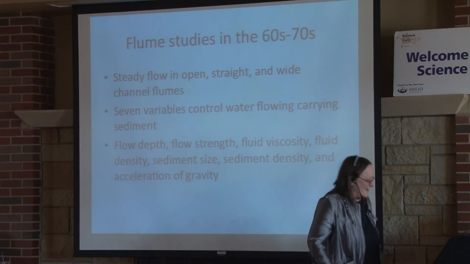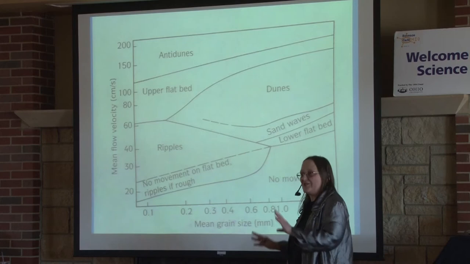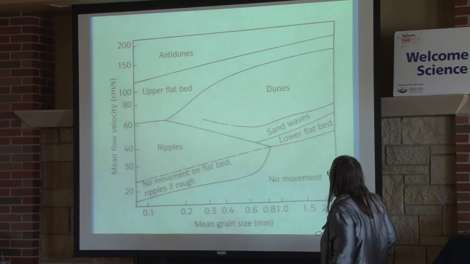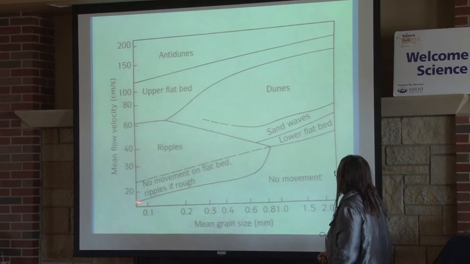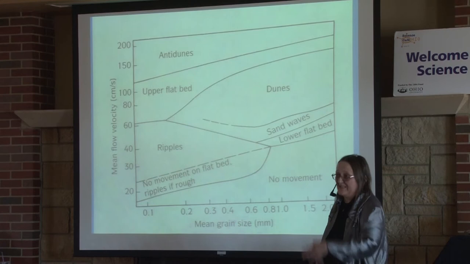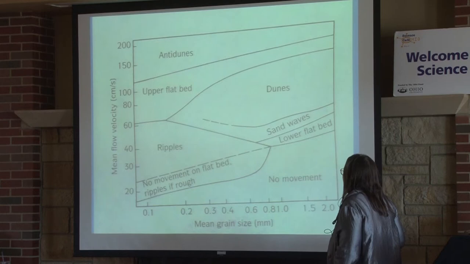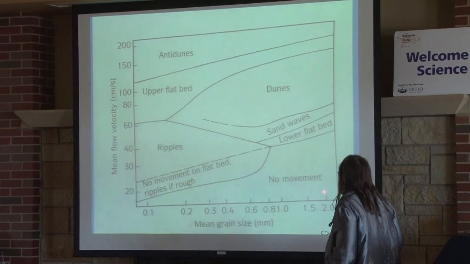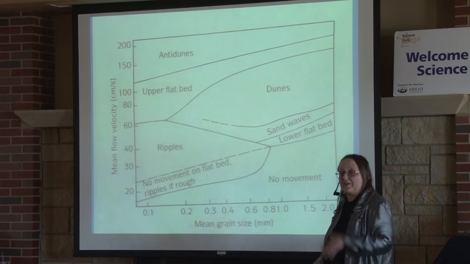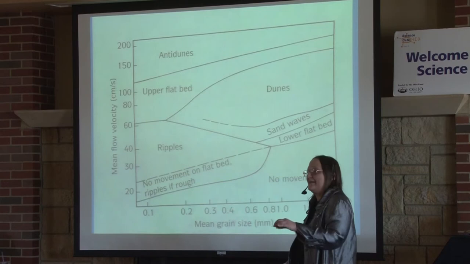Okay, so here is just one of the diagrams that's simplified because there's a whole bunch of these and all this data. And so this is generally plotted with mean grain size going from very fine grain to very much larger. For 2 millimeters, that's a big grain of sand. And the mean flow velocity. So as you go from fine and slow to greater and larger, and as you go upward, the type of sedimentary structures that form changes because of the water velocity. So you have a good idea of how fast the water was going to make your different sedimentary structures.